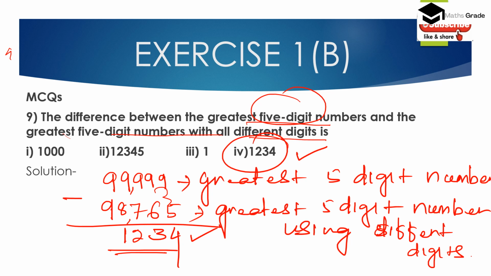So the difference between the greatest 5 digit number and the greatest 5 digit number using all different digits is 1234. Option 4 is the correct option.